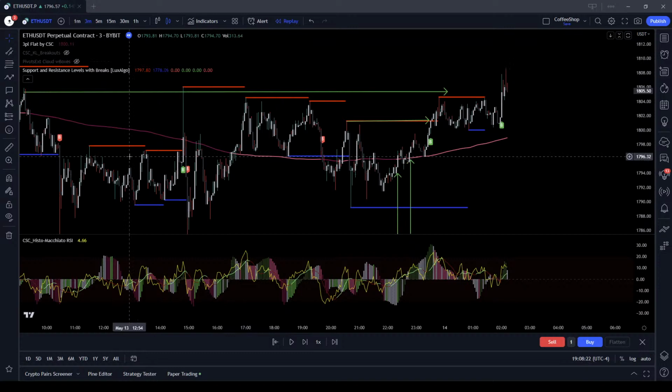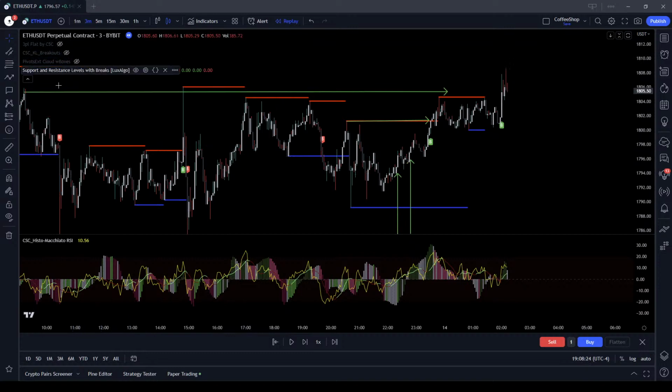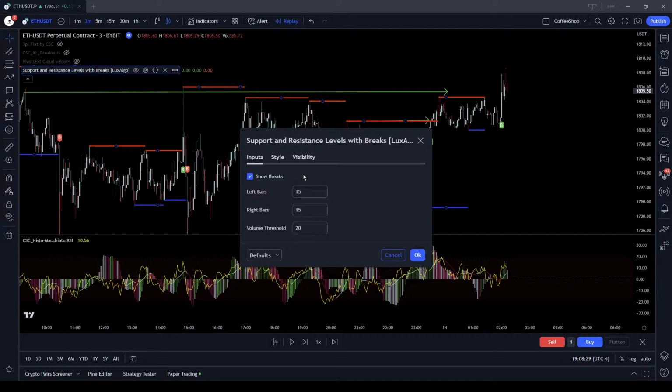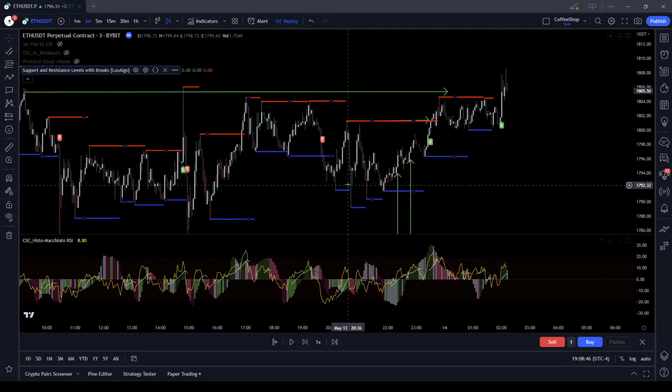So I want you to tell me something. Let me turn off my indicators here. Is this support and resistance or is it pivots? Because support and resistance is different than pivots, right? Let me set this for 9. Left bars, 9. Right bars, 9. And volume threshold 20. Doesn't really serve me any purpose.